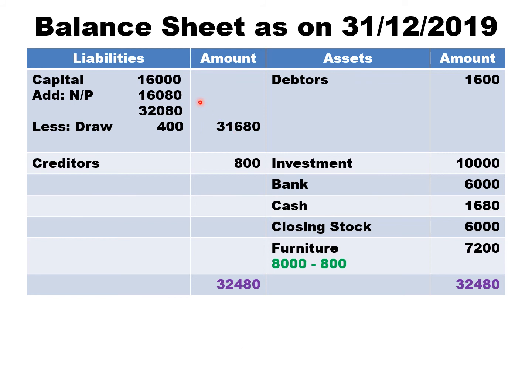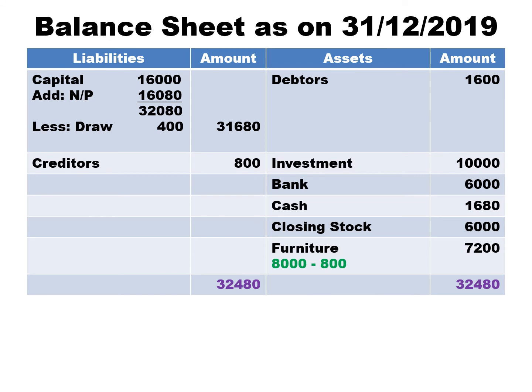Balance sheet, students, this is a balance sheet of an individual, a sole trader. Before we did a balance sheet of a company, this is a balance sheet of a sole proprietor. Take the capital, add the net profit of both the departments, less drawings. So 31,680, creditor is a liability. Debtor, investment, bank, cash, closing stock, furniture less depreciation. So students, kindly work out this problem.